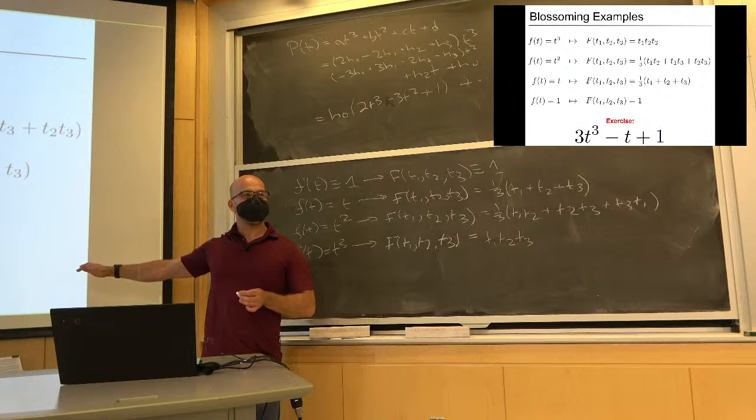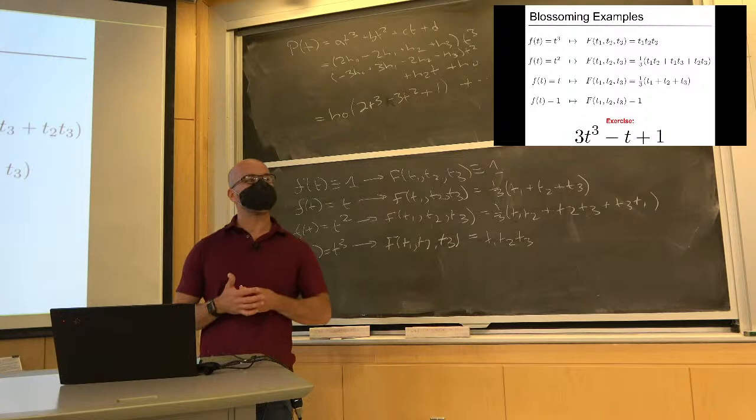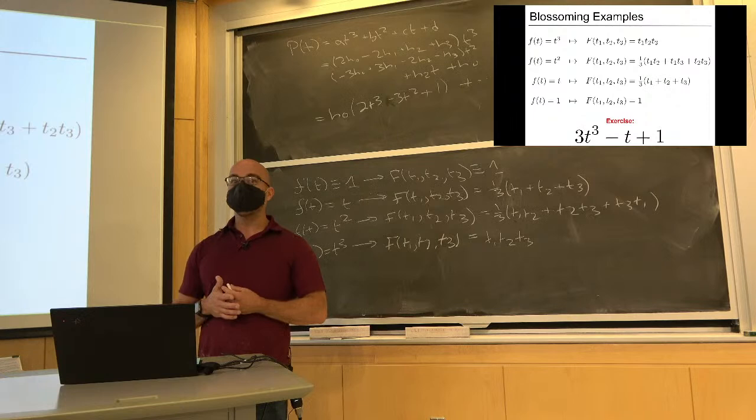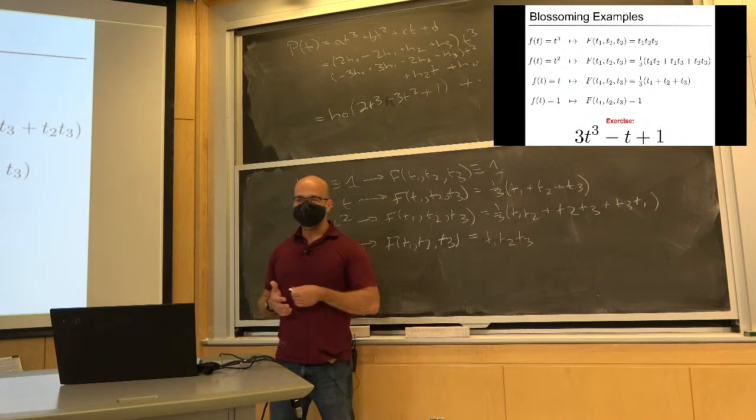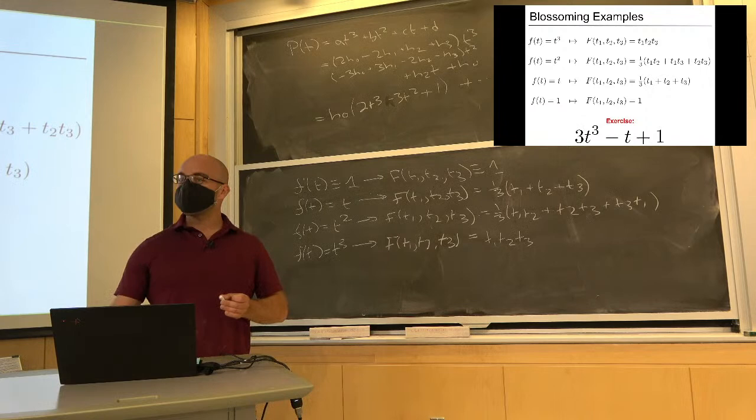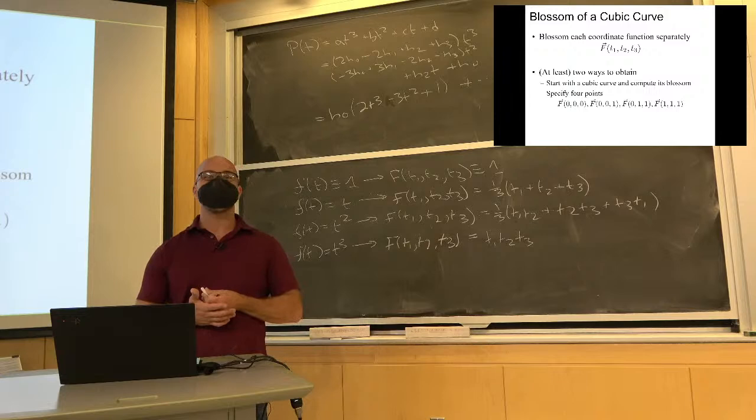Hopefully I'll convince you, given any cubic function, you can compute a cubic blossom. Moreover, given any cubic blossom, notice that all of these things are at most degree 3. So if I put T in 3 times, then I'll get back a cubic function, so I can go back and forth. This is how to blossom a cubic function. If I want to blossom a cubic curve, I'm going to use the same trick that we've been doing all along, which is to have a separate blossom for the x, y, and z components. That makes sense?